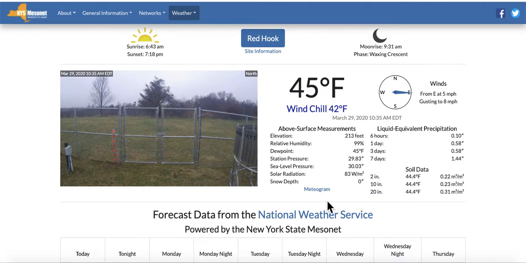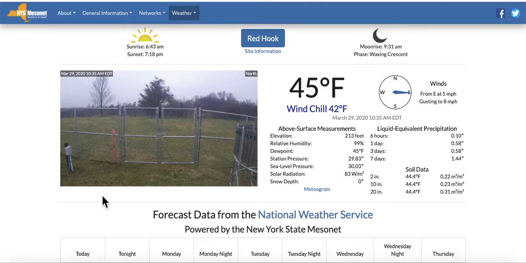And here's all the instant data that's been collected. For right now, the Mesonet collects the data every 5 minutes. So this is constantly updating, and you can see at 10:35 it took this picture, and this will update again every 5 minutes.